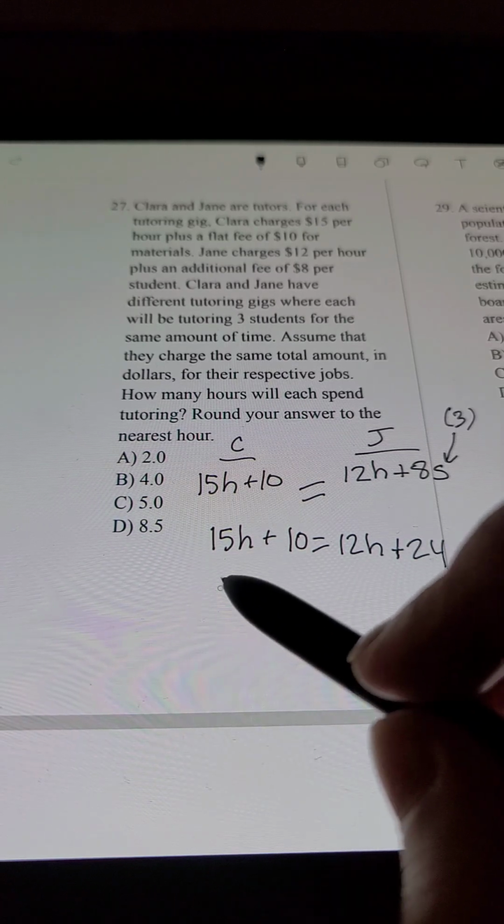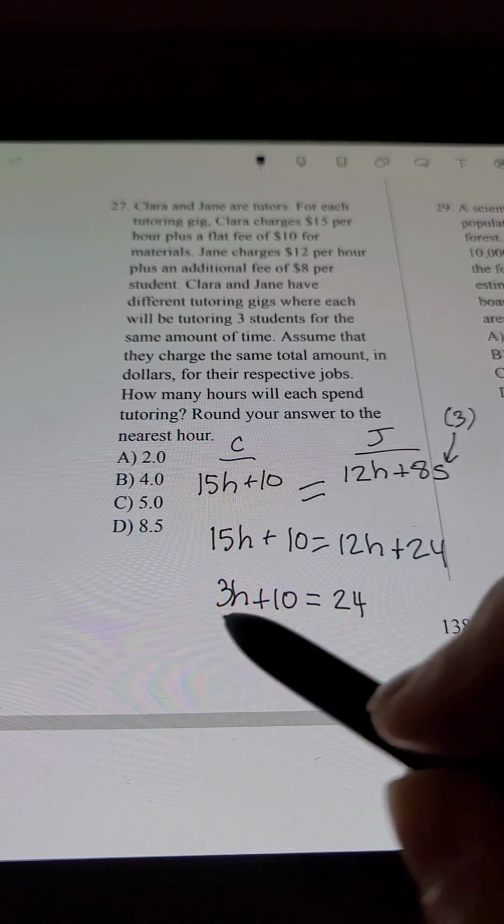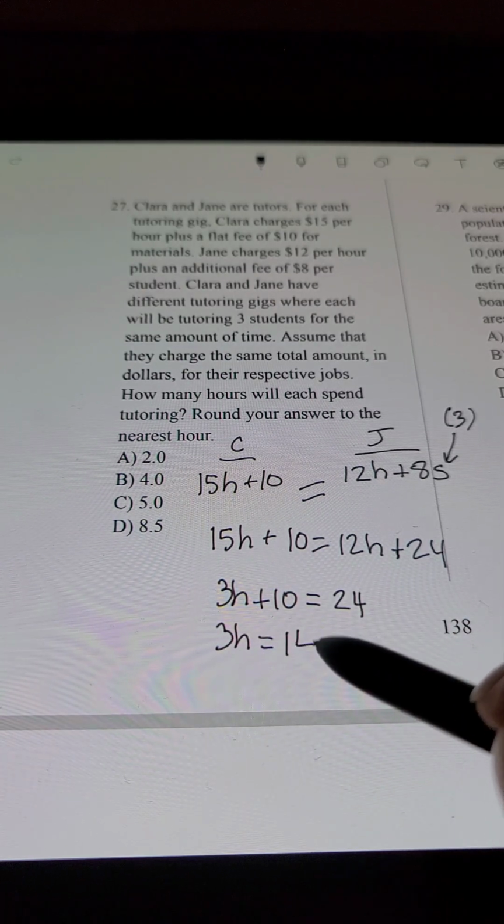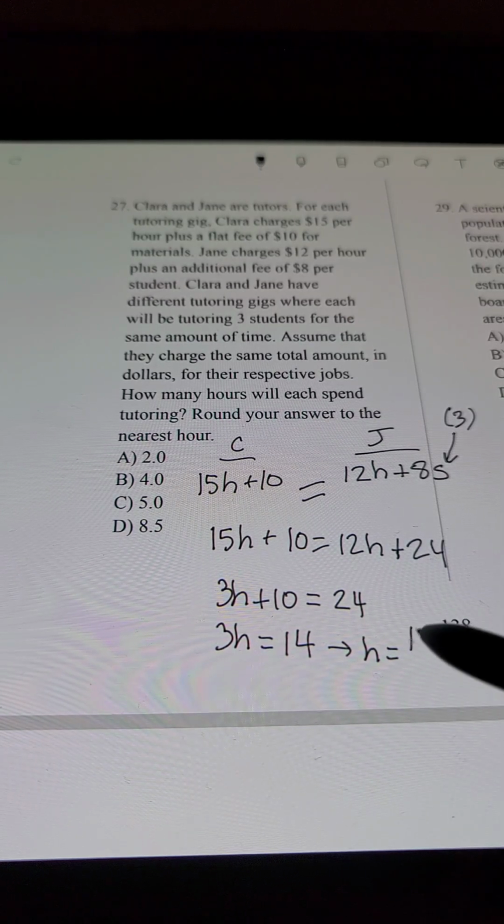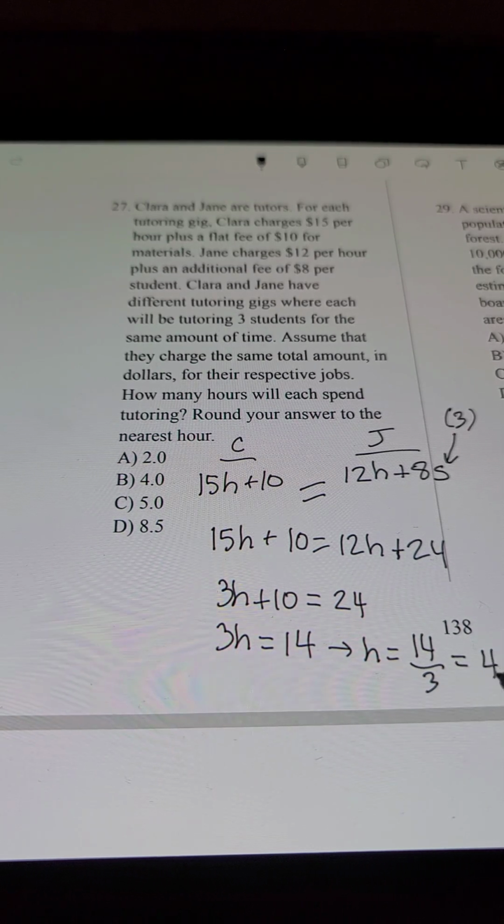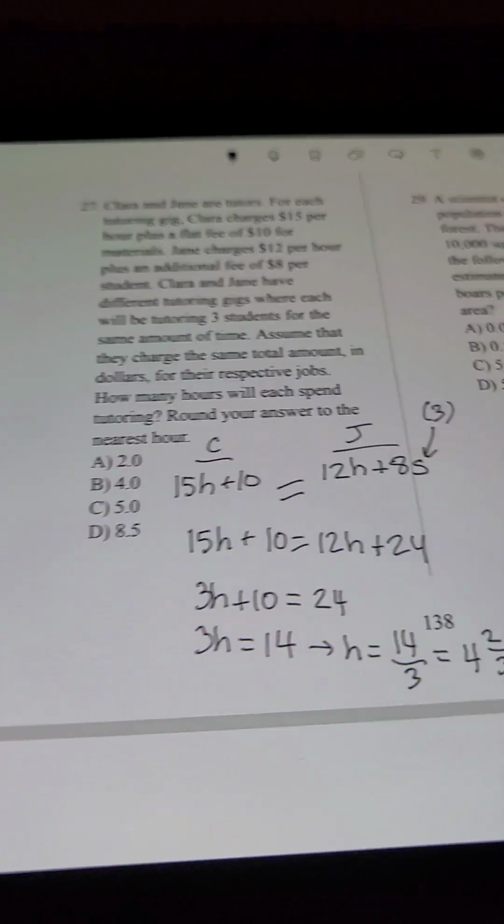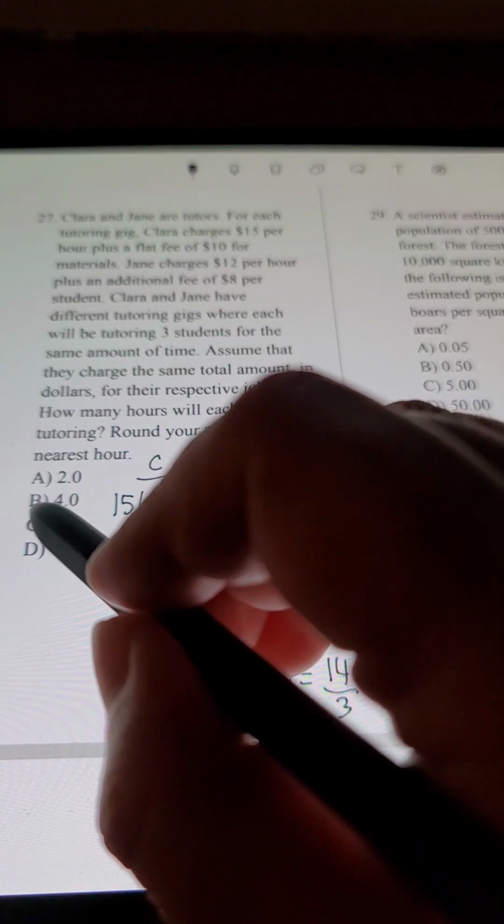Now let's subtract 12H from each side. So that gives us 3H plus 10 is equal to 24. Subtract 10 from each side, and we get 3H is equal to 14. Now I'm going to divide by 3 on each side to get H is equal to 14 over 3. If I simplify that into a mixed number, that's going to go in 4 times with 2 left over. So 4 2/3 is what I get. And it says round to the nearest hour. So the nearest hour would be 5 hours. So it would be C.